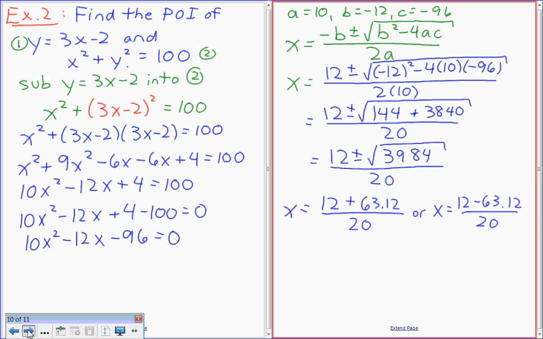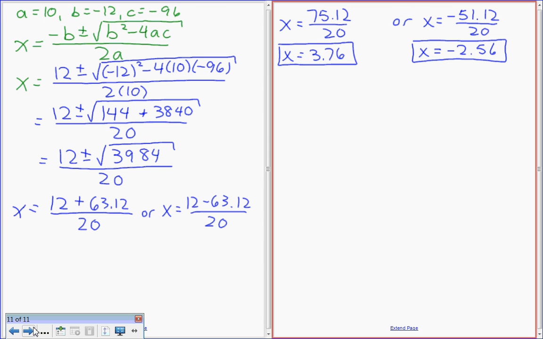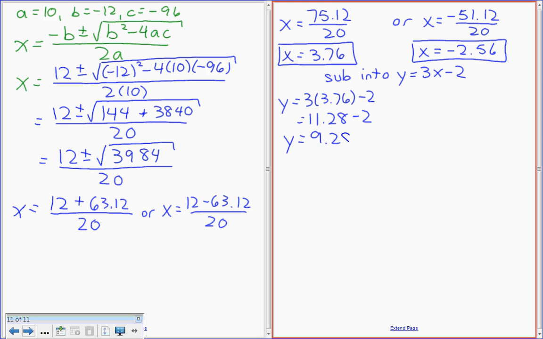So I'm going to sub this into 3x minus 2. You could sub into the other one if you wanted to, but this is much easier to deal with, okay? So here, y is equal to 3 times 3.76 minus 2. 3 times 3.76 is 11.28 minus 2. So y equals 9.28.